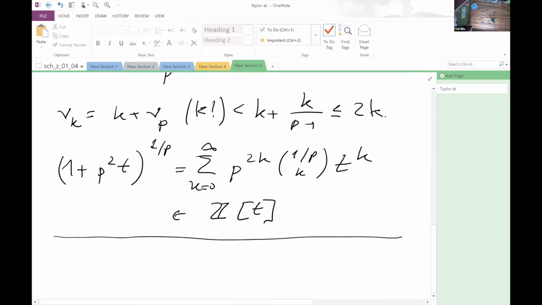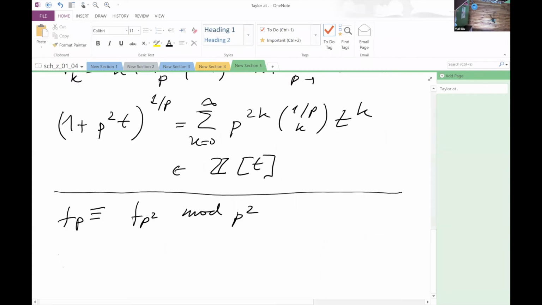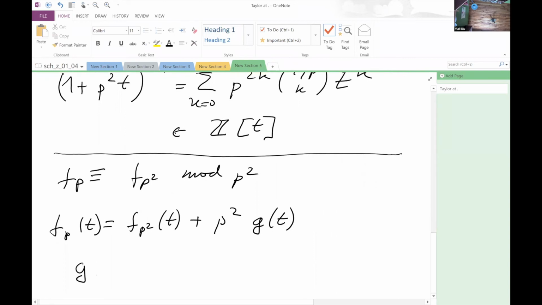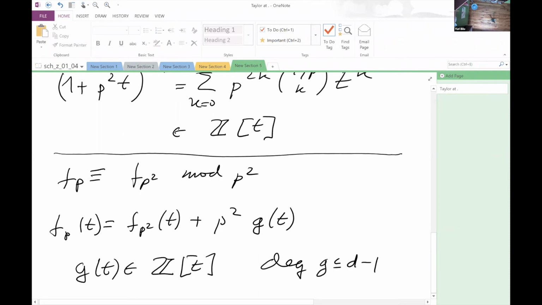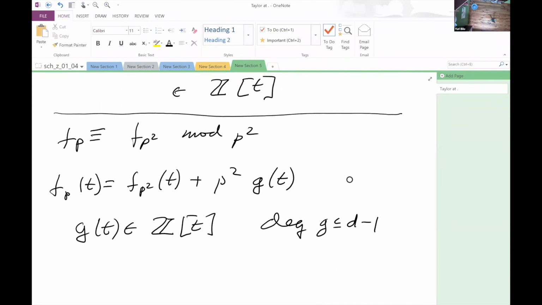Okay, now time to use Schoenemann. So we have fp is congruent to fp squared mod p squared. Meaning that fp is fp squared plus p squared times some other polynomial g, where g is a polynomial with integral coefficients, and attention, its degree, here we have degree d, but the degree of g is at most d minus 1, just because the leading coefficients of fp and fp squared are both ones. So g cannot have anything in degree d. So it is at most degree d minus 1. And now what is our pth root?